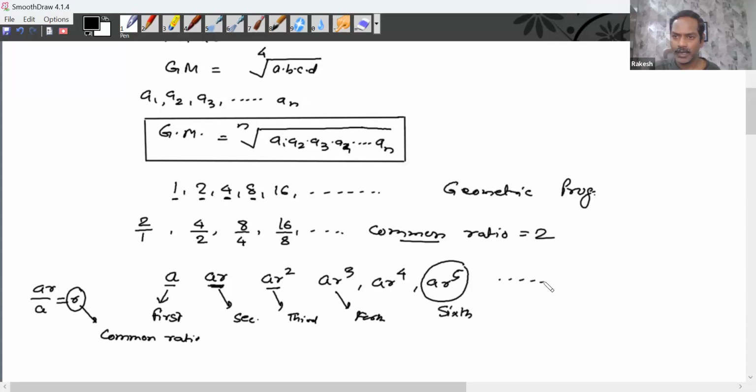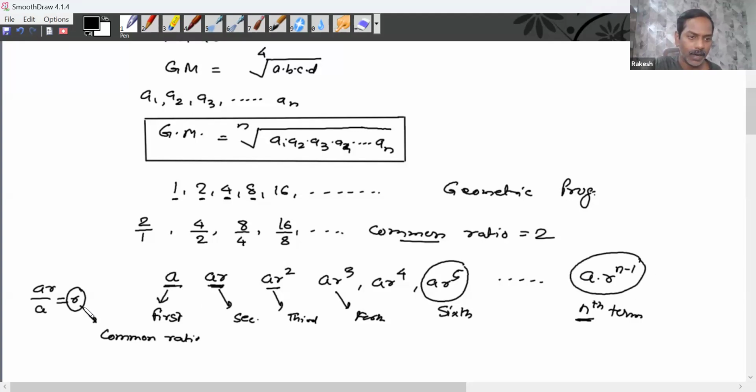So if I extend this logic and apply common sense, then I can say that if I want to find the nth term, it should be A multiplied by R to the power n minus 1. The power should be 1 less than the term number. Why so? Because in the first term, the power of R is 0. In the second term, the power of R is 1. In the third term, the power of R is 2. So for the nth term, the power of R would be 1 less than the term number. Fair enough, right? So this value is called the nth term.